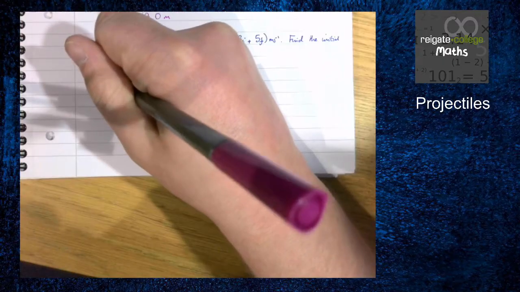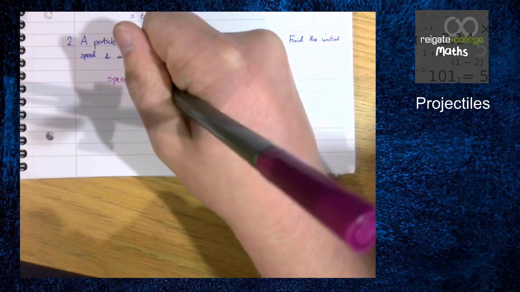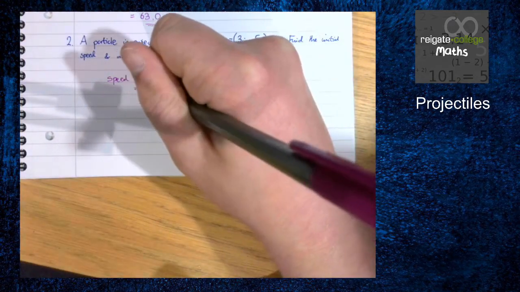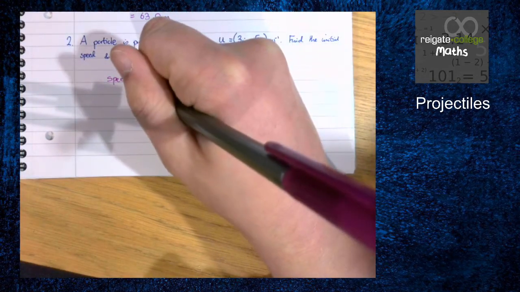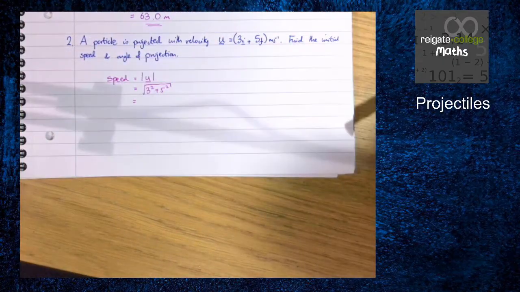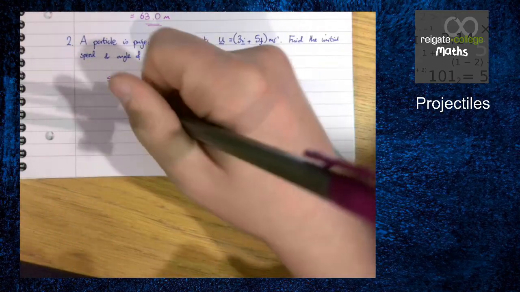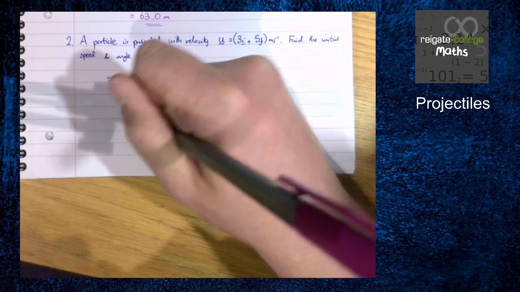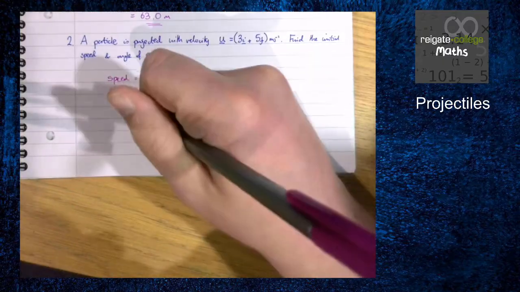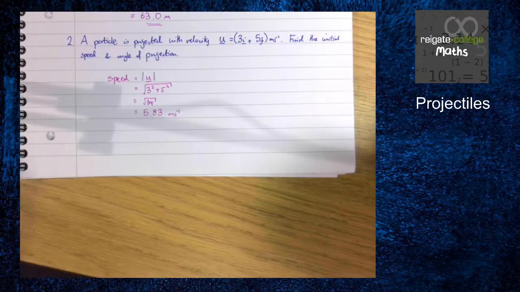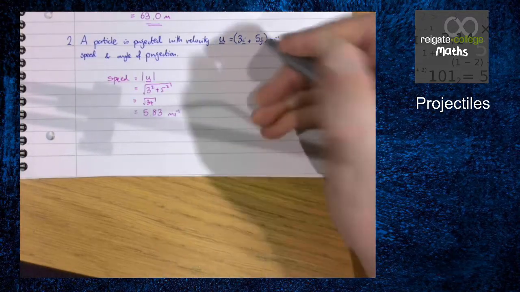So speed, we know, is the magnitude of the velocity, which in this case is very easy to work out. 3 squared and 5 squared, all square rooted. It's going to be root 34, which is 5.83 meters per second.